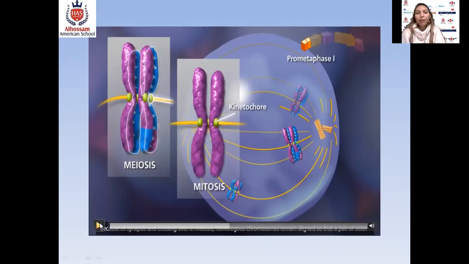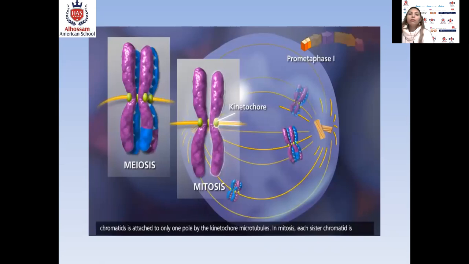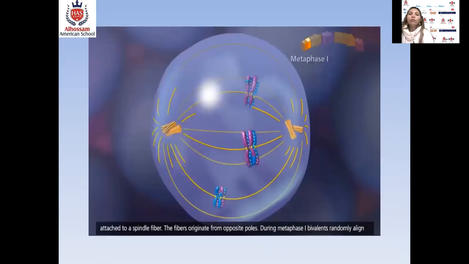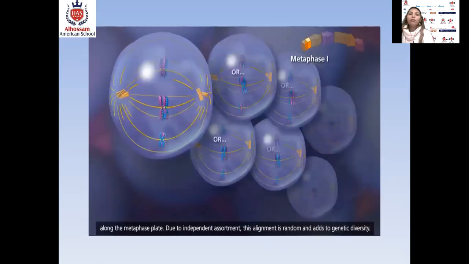The bivalents remain aligned, so that a pair of sister chromatids is attached to only one pole by the kinetochore microtubules. In mitosis, each sister chromatid is attached to a spindle fiber. The fibers originate from opposite poles. During metaphase 1, bivalents randomly align along the metaphase plate. Due to independent assortment, this alignment is random and adds to genetic diversity.